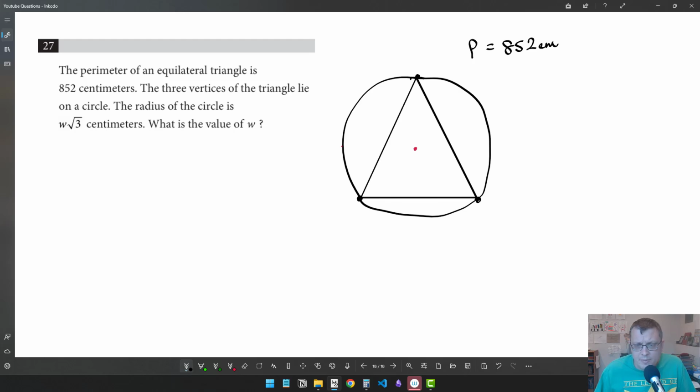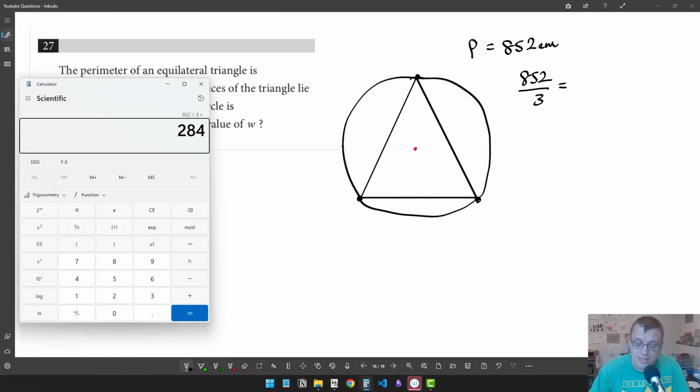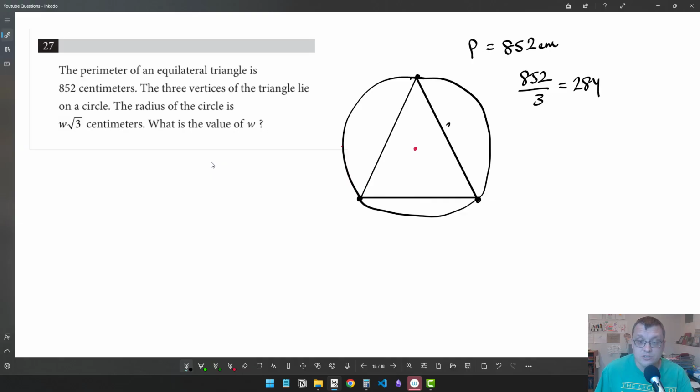Number 27, we begin with an equilateral triangle that's inscribed in this circle. Its three vertices are on the circumference of that circle. So I've just drawn it out here. We know the perimeter is 852, and since it's an equilateral triangle and all the sides are congruent, to find each of these sides, I can just divide 852 by 3 because they have to contribute equally to that perimeter. And so if I do 852 divided by 3, I get 284. So this is 284, 284, 284.